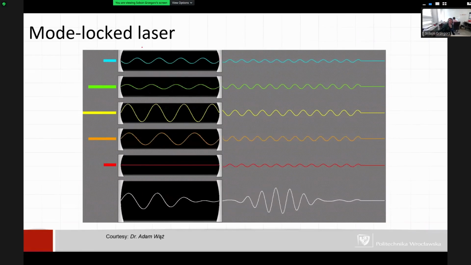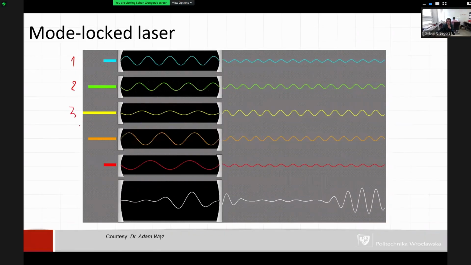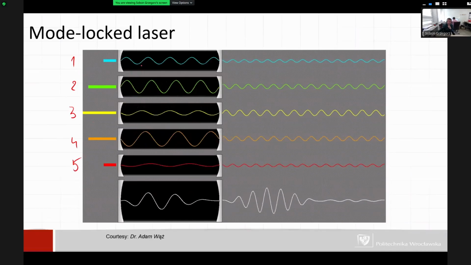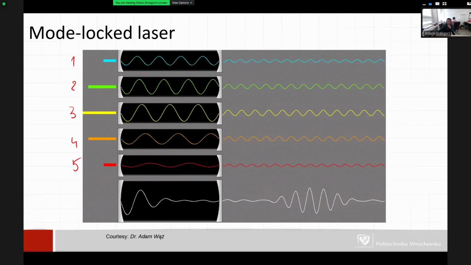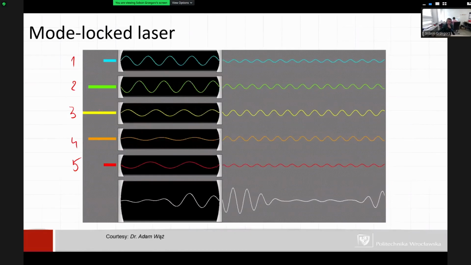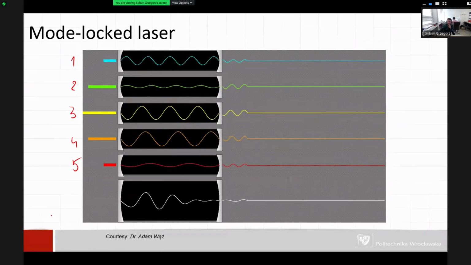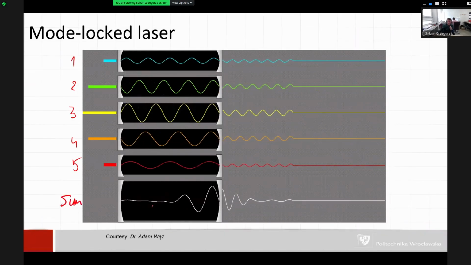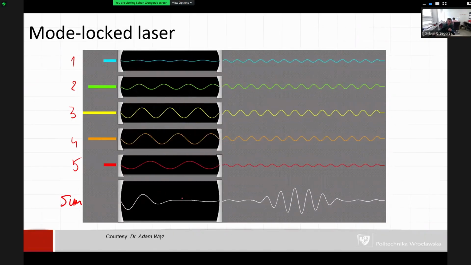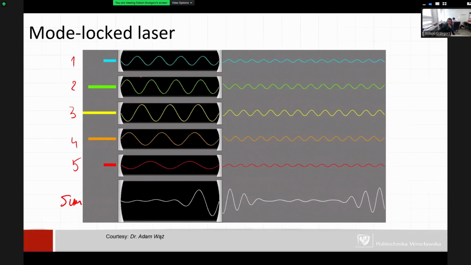This animation shows you an example with 5 longitudinal modes. These modes have different frequencies. As you can see, they oscillate with different frequencies, they have different amplitudes, and they have the same phase. So they are oscillating in phase. On the bottom here, this is the sum of these oscillations. This resonator shows you the live animation of the pulse formation. This image on the bottom sums up all these 5 modes.